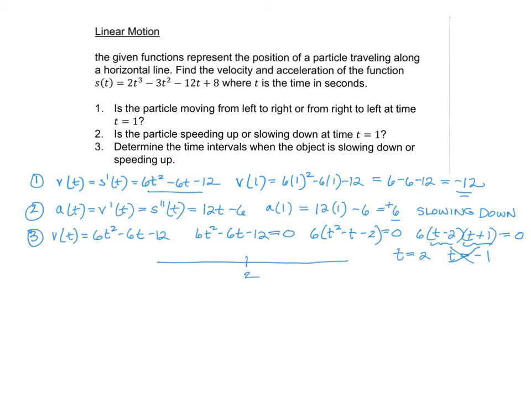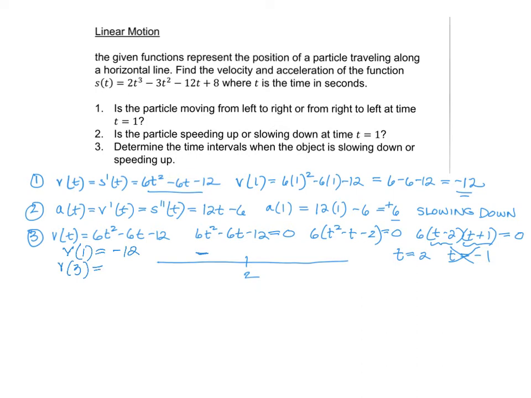And I'm going to see what the particle is doing between 0 seconds and 2 seconds. So the way I can do that is I can pick a number between 0 and 2. Let's pick 1. And if I plug 1 into my velocity function, so if I find v of 1, I'm trying to find out what kind of a value I have. So if I plug 1 in here, I'm going to get 6 minus 6, which is 0, and then minus 12, which is a negative value, negative 12. So we know that the velocity is negative, or the object is going left from 0 to 2 seconds. And then we're trying to figure out what happens after 2 seconds. So at 3 seconds, let's try that.